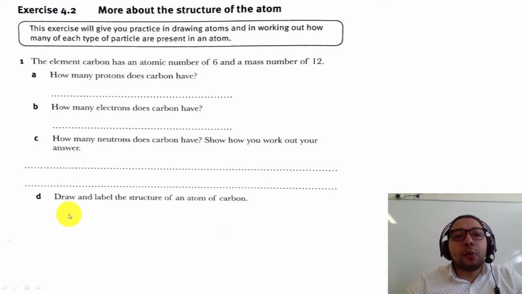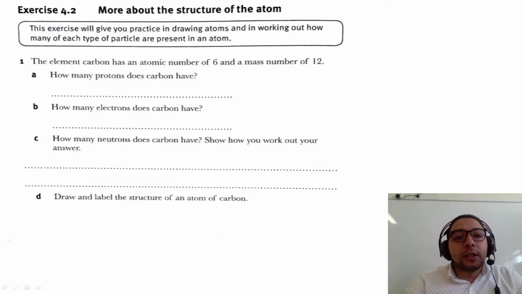Then exercise 4.2, more about the structure of the atom. I'm going to give you a minute in order to figure out the answers. It's so easy. You can use your periodic table in order to find out the answer for some of the questions, or you can use the data given in the exercise. Okay, guys, I hope you have figured out the answers.